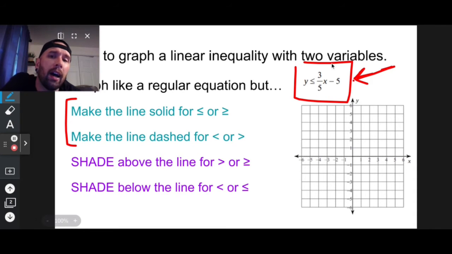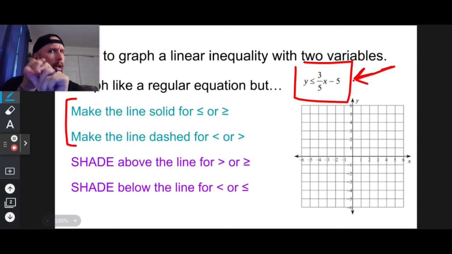Let's graph that one. Again, I graph this normally, but I have to remember, do I make it dashed or solid? And do I shade above or below? That's what I'm looking for. If I were to graph that normally, it's in slope-intercept form, but with the less than or equal to, I would start out by drawing the -5 right there, and my slope is positive 3 over 5. So up 1, 2, 3, right 1, 2, 3, 4, 5. And those are the only dots that I can make.